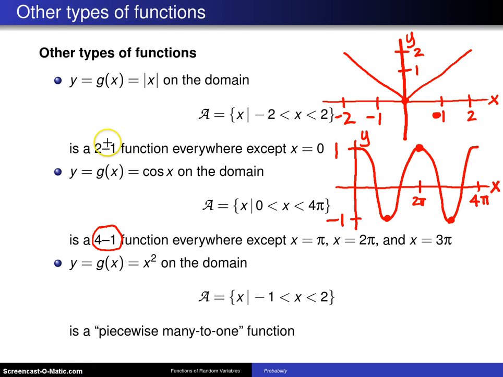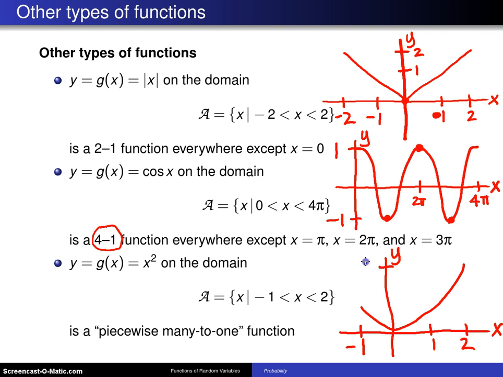But not everything is going to be 2-to-1, 4-to-1, etc. You can also have the following situation. y equals g of x is equal to x squared on the domain from -1 to 2. So here is the graph. This is x. Here is 1 and 2. Starts at -1. So script B in this case will be y values that range from 0 to 4. And this can be referred to as a piecewise many-to-one function.